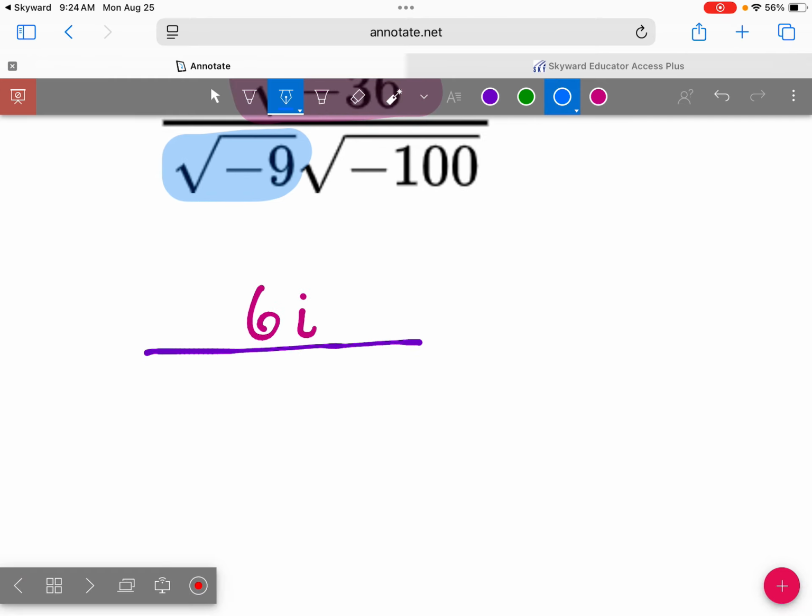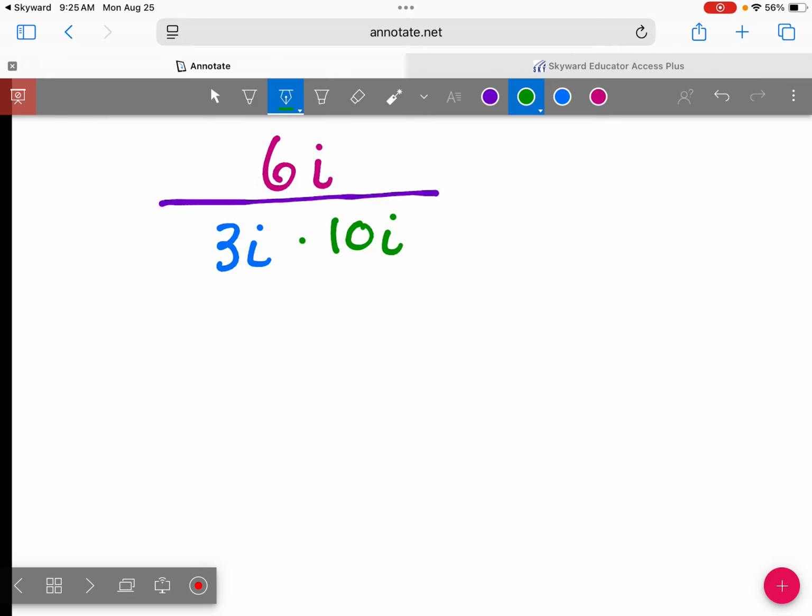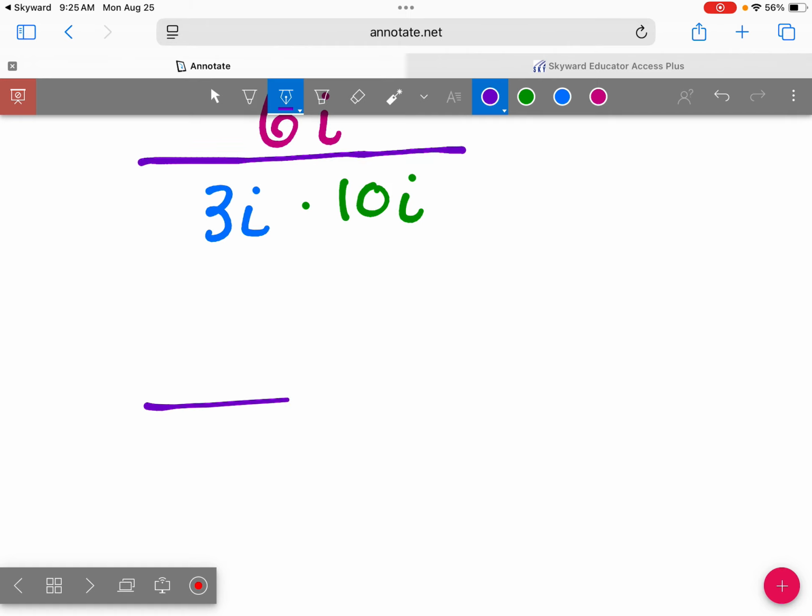So what about square root of negative 9? What's that? 3i. And then how about our square root of negative 100? 10i. And they're all being multiplied together. So we have in our numerator our 6i. And our denominator, 3 times 10 gives us 30. And i times i gives us i squared.